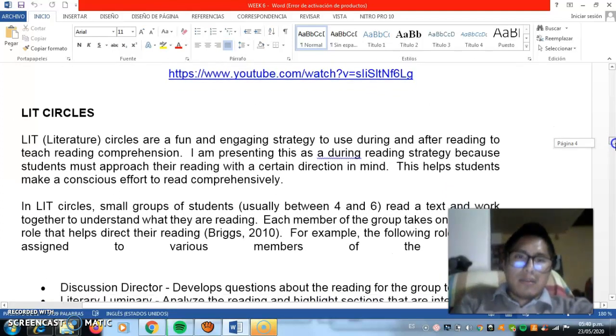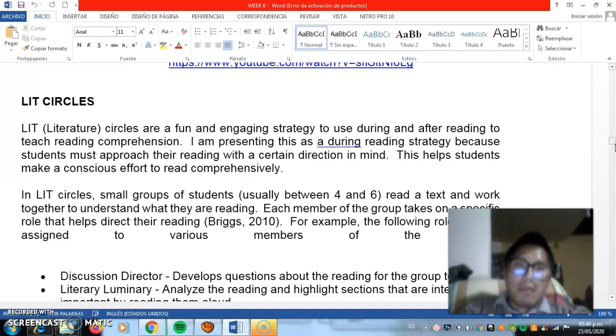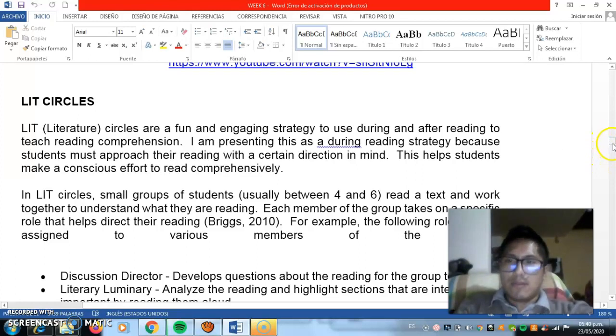Lit circles. Here it says circles are a fun and engaging strategy to use during and after reading to teach reading comprehension. In this case, that helps students make a conscious effort to read comprehensively. Yes, that is true.